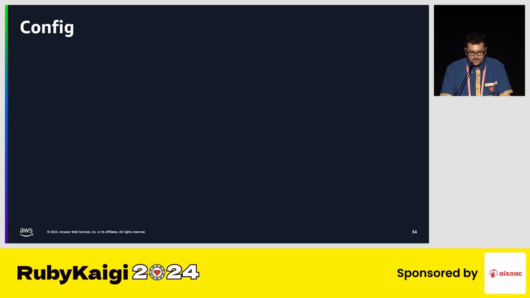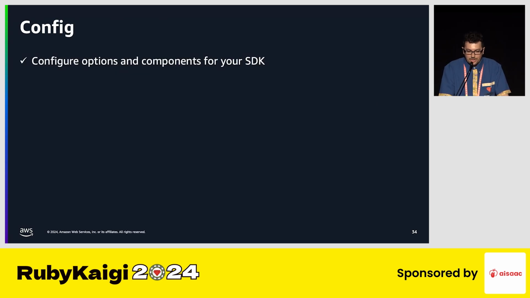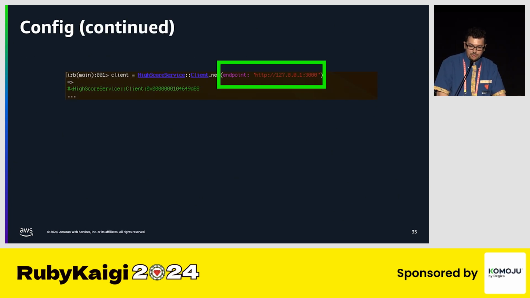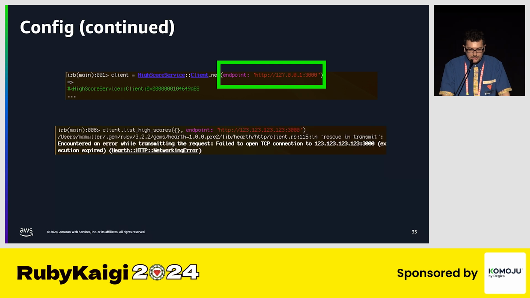Next, there's config. Config objects allow you to configure options and components for your SDK. Config is passed into your client. You can even override your client configuration per operation call. So in our example that we saw before, the endpoint gets passed as config to our client and is used as expected. We can see that if we try to call list high scores with a different endpoint option, our client config is superseded with operation config. Obviously, this endpoint doesn't exist for us, so we get back a networking error.